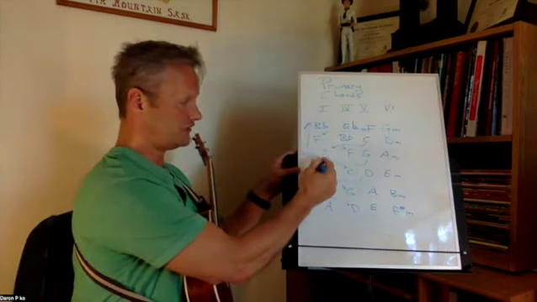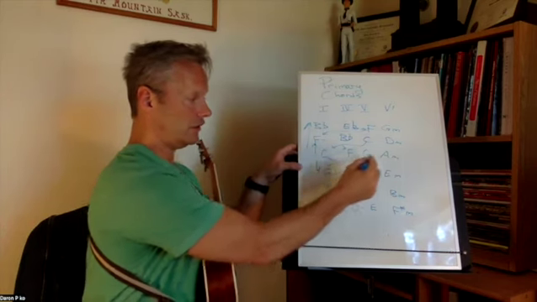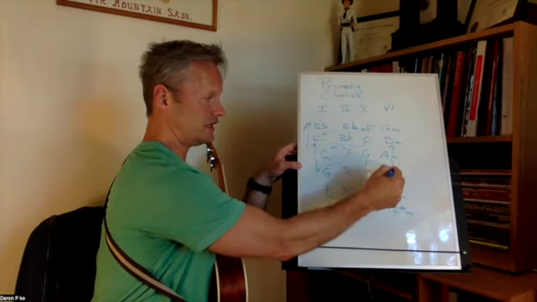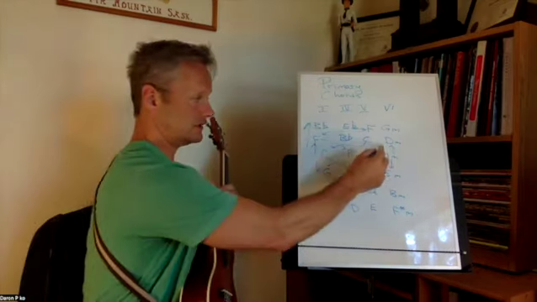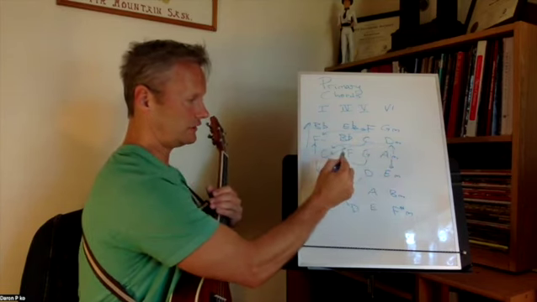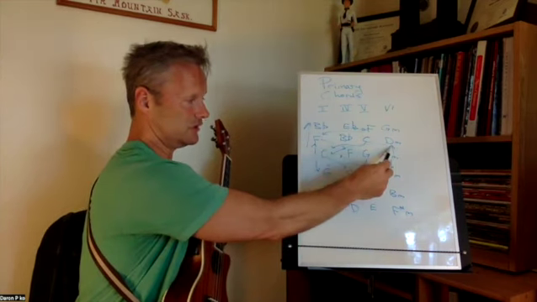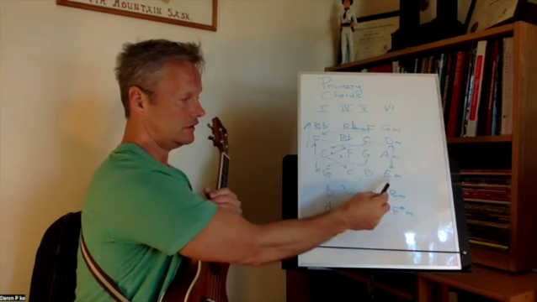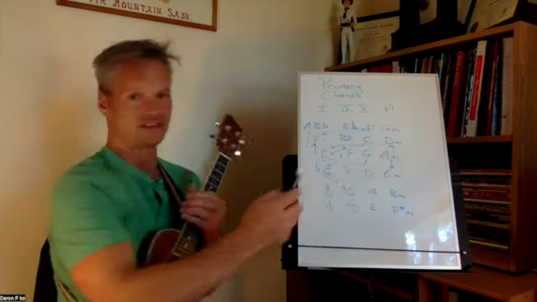So just as the key of C has Fs and Gs in it, it also has D minors and E minors. D minor is the relative of F. It comes here as the 2. E minor, the relative of G, becomes the 3. So I got C is 1, number 2 is D minor, number 3 is E minor, 4 is F, 5 is G, and 6 is A minor.